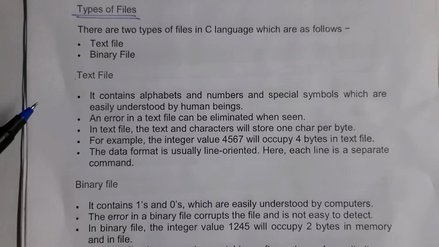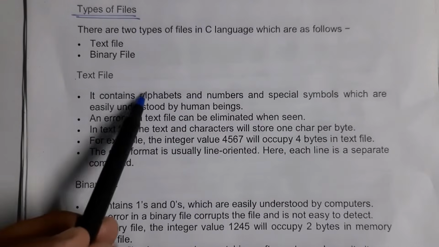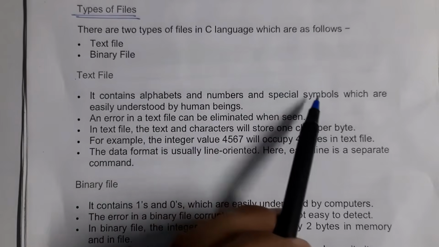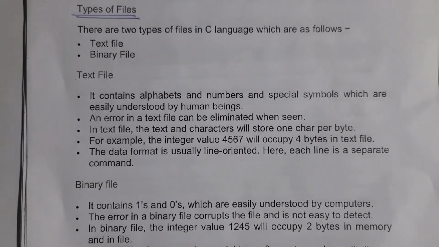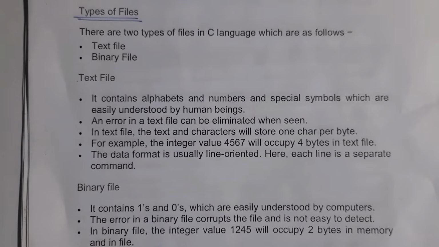At first, I will explain what is a text file. A text file contains alphabets, numbers and special symbols, which are easy to understand by human beings. For example, if you consider MS Word, in MS Word we can write text, so we call it a text file. And in a text file we can write numbers, alphabets and also some special symbols. And if there is any error in a text file, it can be eliminated easily. For example, if I make any spelling mistakes in a text file, then it is easy to correct.